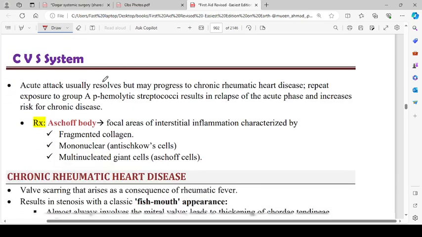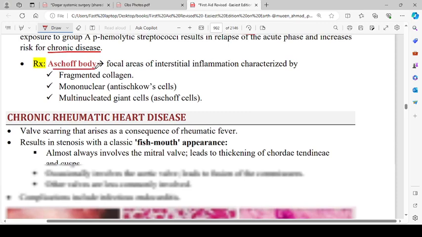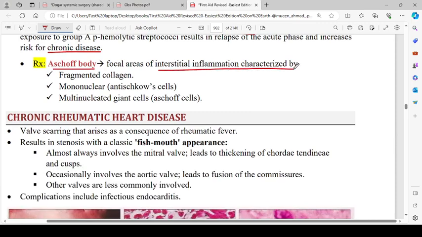Acute attack usually resolves but may progress to chronic rheumatic heart disease. Repeat exposure to group A beta hemolytic streptococci results in relapse of acute phase and increase in the risk of chronic disease. Then we have Aschoff bodies, focal areas of interstitial inflammation characterized by fragmented collagen, mononuclear Anitschkow cells, multinucleated giant cells or Aschoff cells.